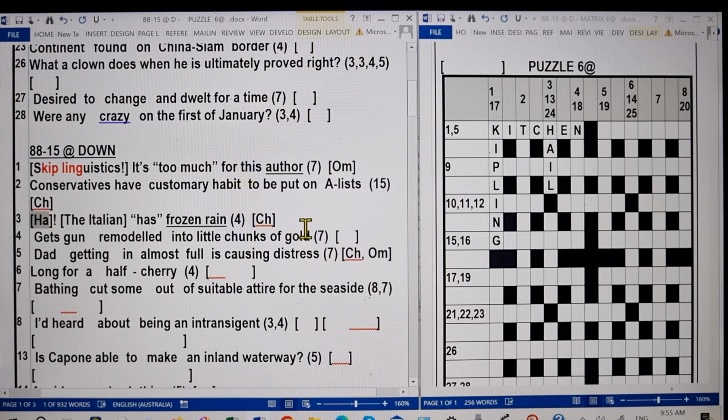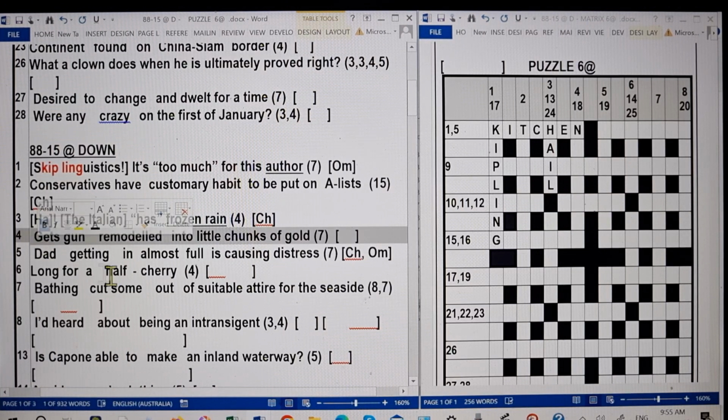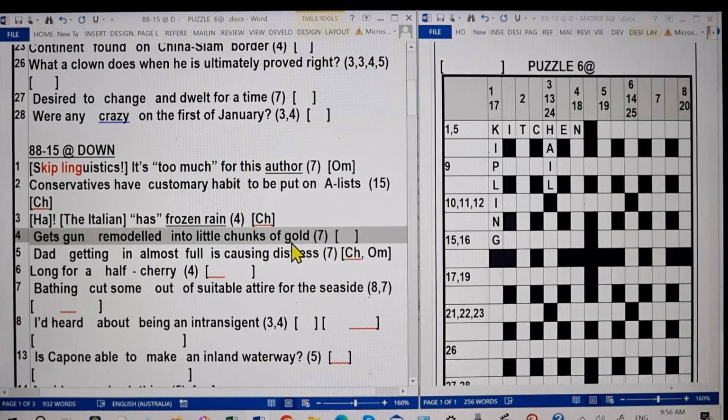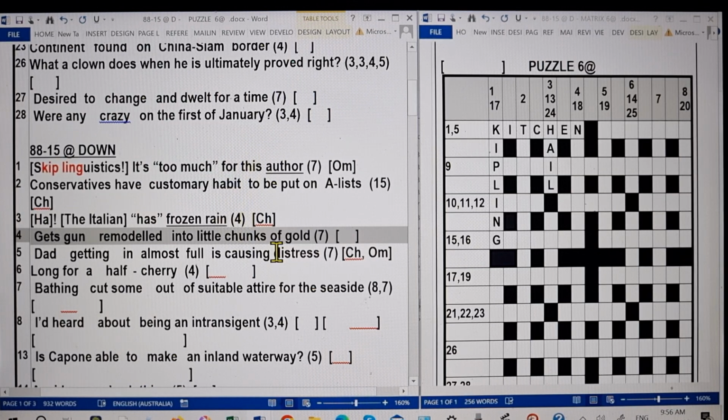Okay? Done. Next one is going to be, well, we'll try 4 down. It looks all right. Here we go. Where's 4 down? 4 down is this one here. Gets gun remodeled into little chunks of gold. Pause, solve, and resume.